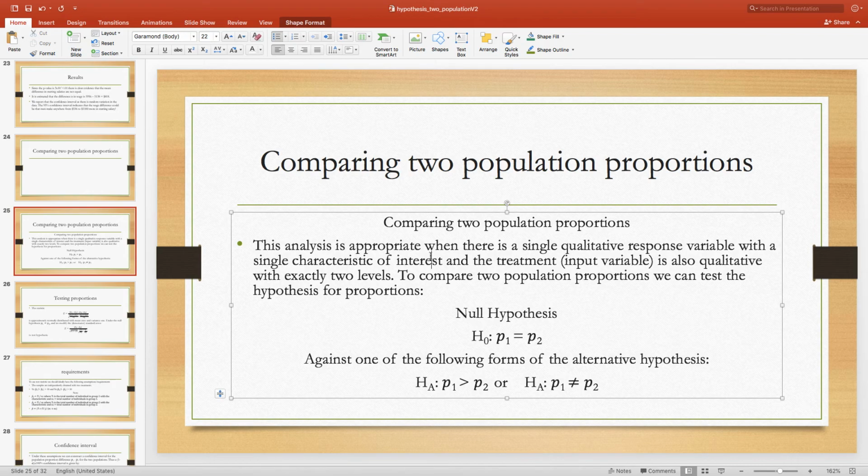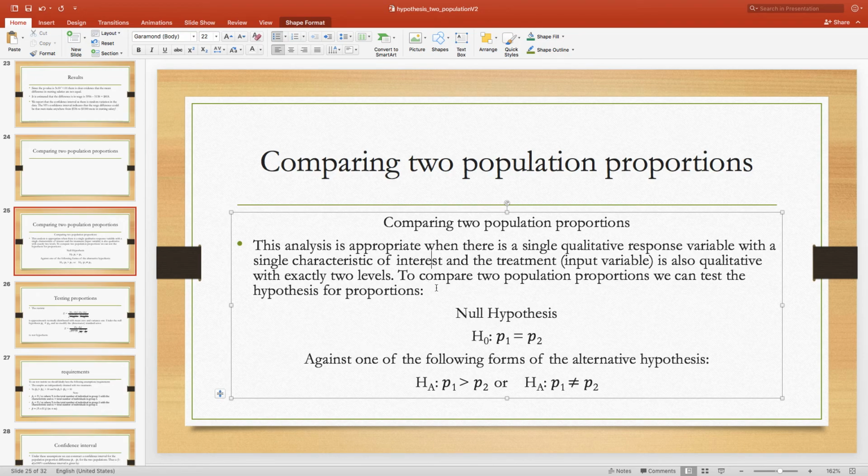Now, we're going to compare the two population proportions by testing hypotheses, and that's the main takeaway that I want you to have: testing hypotheses on two population proportions. I'll briefly mention how to calculate a confidence interval for the difference in population proportions.